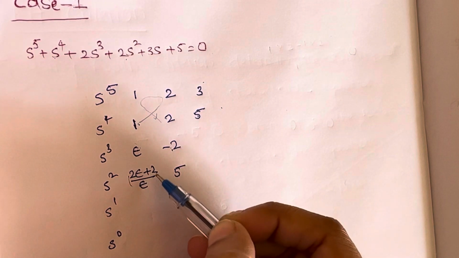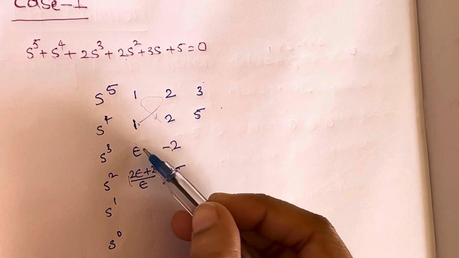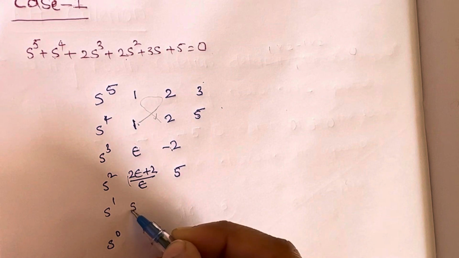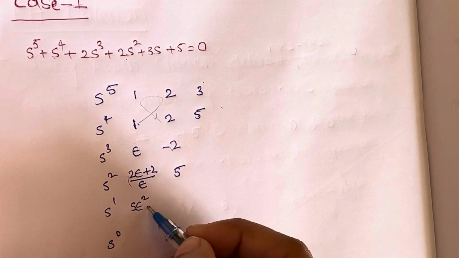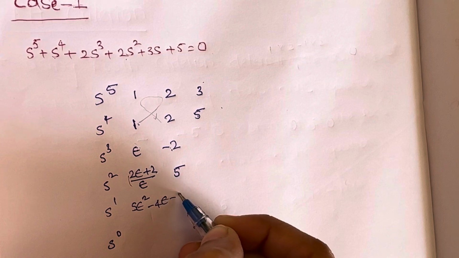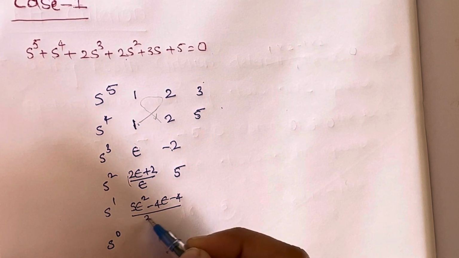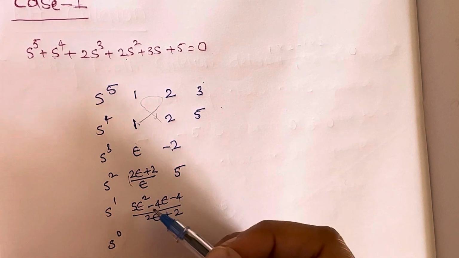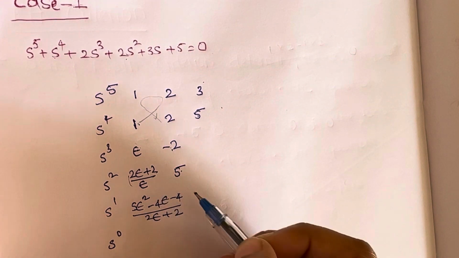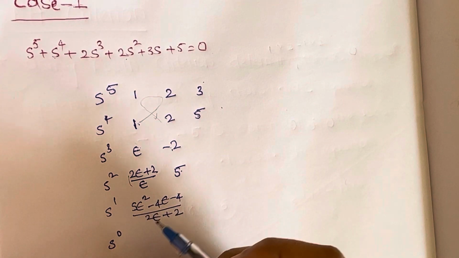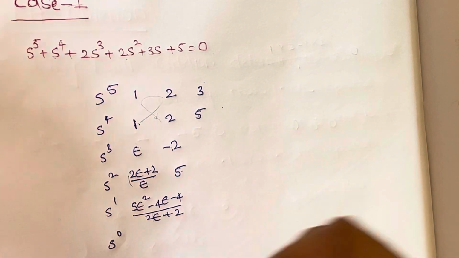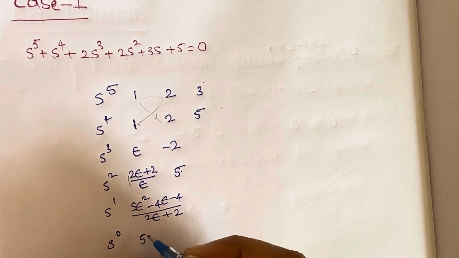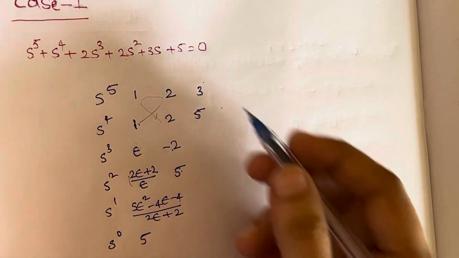Now this thing into minus 2 minus epsilon into 5. We get 2 epsilon square minus 4 epsilon minus 4 by 2 epsilon plus 2. Then this thing into 5, this thing into 0 by the whole thing. This and the numerator term will get cancelled. We'll be left with 5. So this is the array that we got.